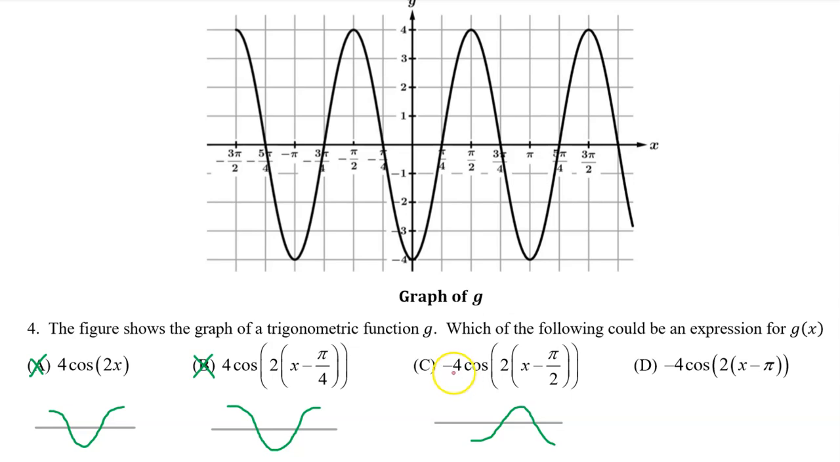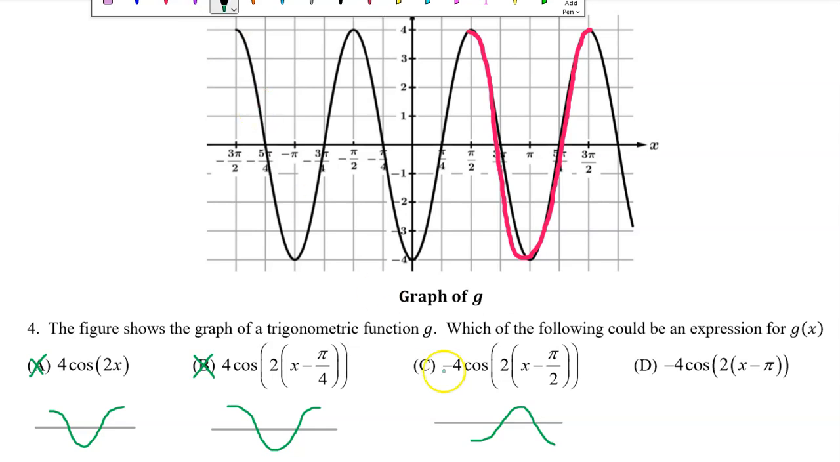The negative a value tells us that function C is an upside down cosine function. So one period starting at the phase shift will look like this. Since the C value is negative pi over 2, the phase shift is positive pi over 2. If we trace out one period of function g starting at pi over 2, it looks like this. But this is a right side up cosine function, not the upside down cosine function we were looking for. So option C cannot be the answer.